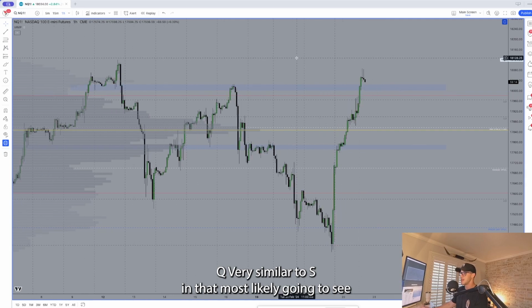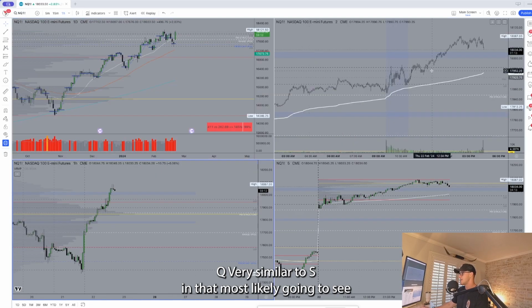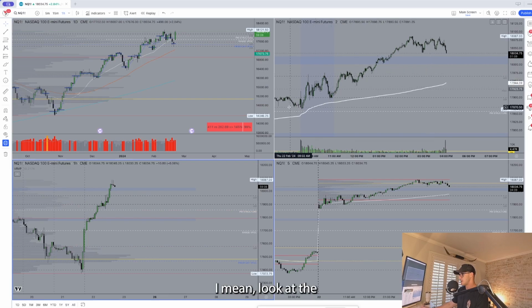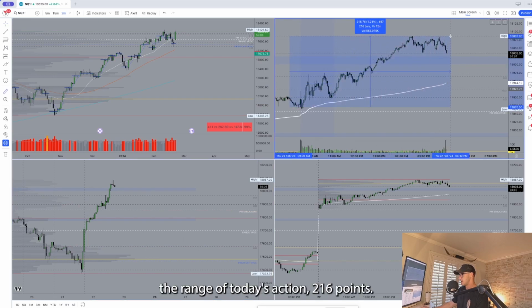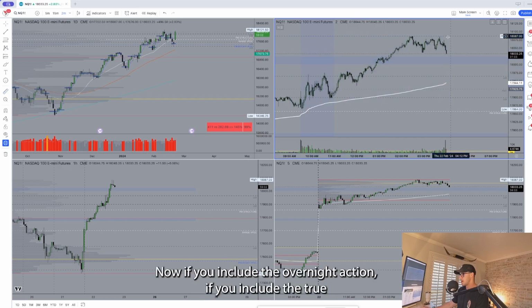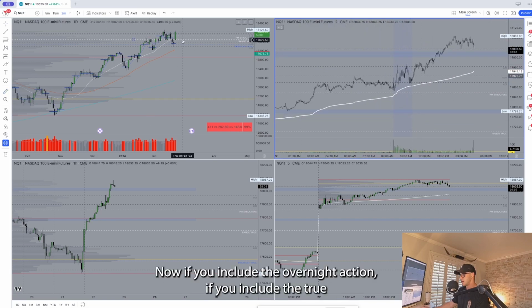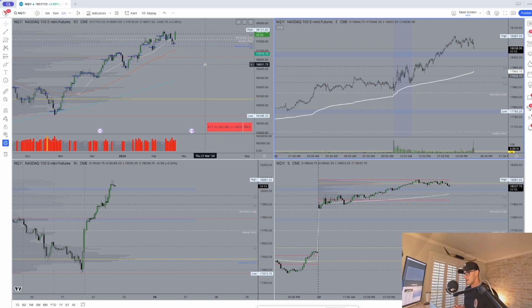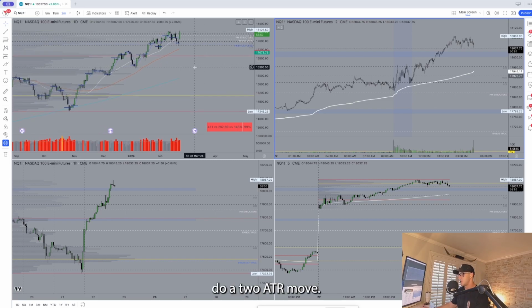NQ, very similar to ES in that most likely we're going to see that inside day tomorrow. I mean, look at the range of today's action, 216 points. Okay, now if you include the overnight action, if you include the true open of NQ, we're talking about a 2 ATR move. So the index does not frequently do a 2 ATR move.